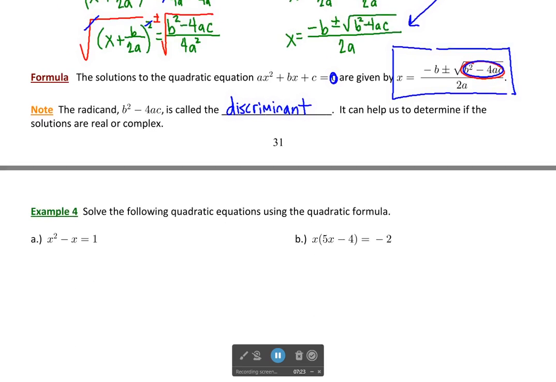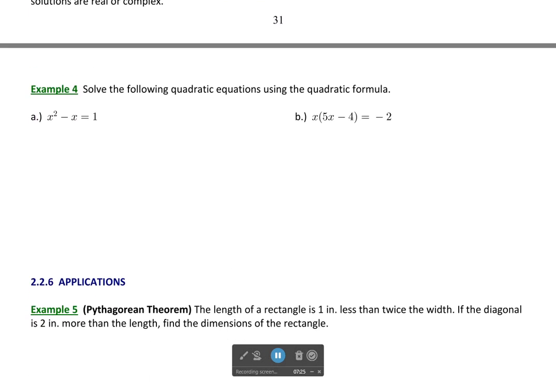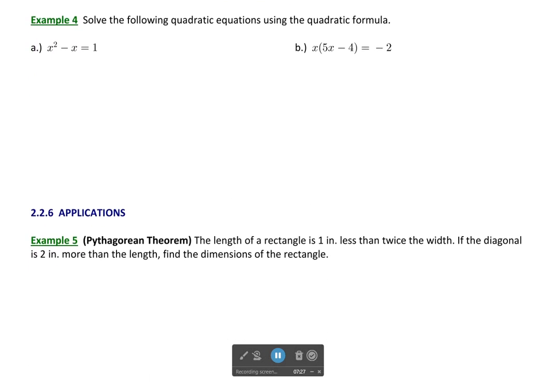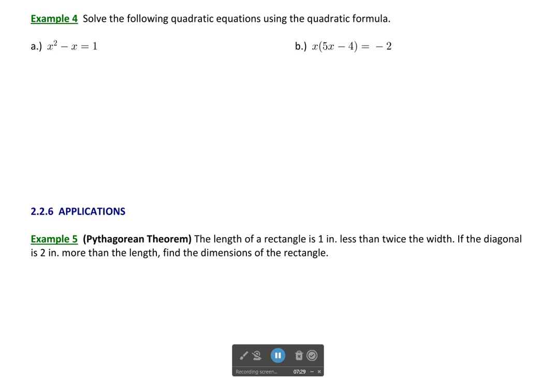So I think this process, even though the proof may have been a little rigorous, the process of solving a quadratic equation with the quadratic formula is pretty straightforward. So let's give it a try. Solve the following quadratic equations using the quadratic formula. So we have x squared minus x equals 1.